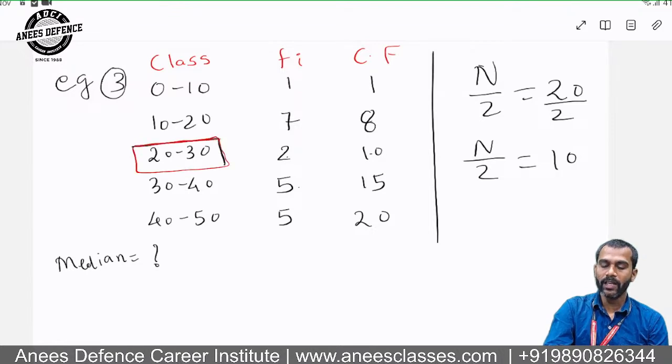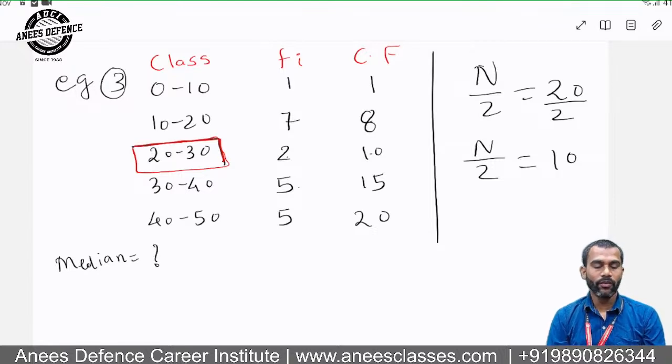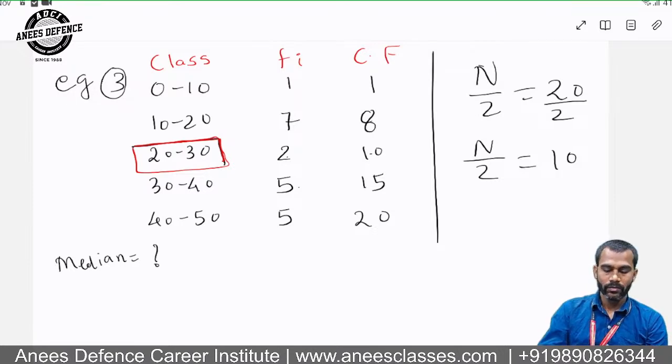So n by 2 should be less than or equal to the cumulative frequency of that particular class. That class would be median class. Why 10 to 20 is not a median class? Because its cumulative frequency is less than 10. It should be more than or equal to the value of n by 2. That is nothing but median class. Understood? So we have already come to know which is our median class. Now we can apply the formula.